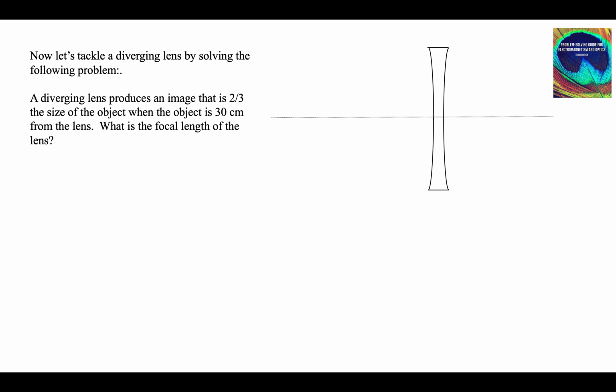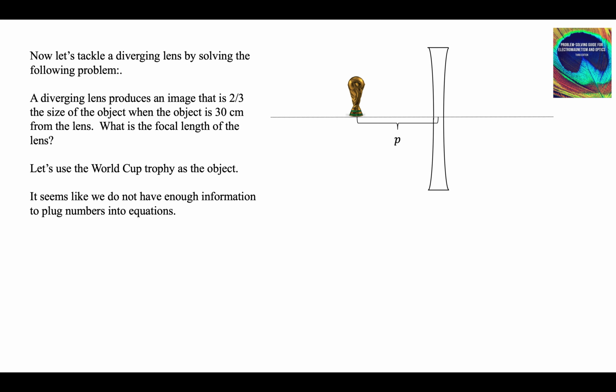Now let's do a diverging lens. So here's a problem. A diverging lens produces an image that is 2/3 the size of the object when the object is 30 centimeters from the lens. What is the focal length of the lens? Let's use the World Cup trophy as an object. There it is. It's 30 centimeters away. It's given. It seems like we don't have enough information here because we don't have q and we don't have f.